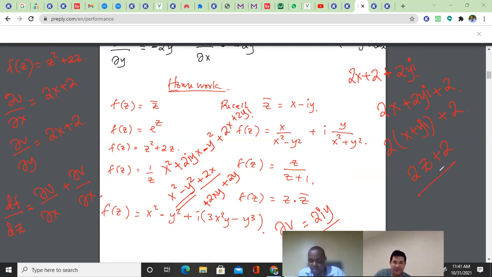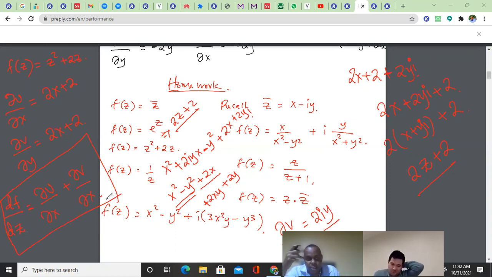It looks like it was easier to take the derivative of the function. You know why I did this? At times we do things in mathematics to prove that it's true. So if you take the derivative of the function, you can see it's 2z plus 2. So what does that tell you? It tells you that this is how you find the derivative of a complex valued function. You just take du dx plus dv dx. We call it the total derivative.